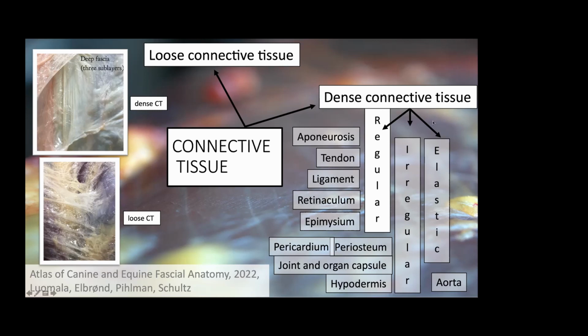And when we are looking at the dense connective tissue and how it is divided, we are talking regular, irregular, and elastic. Here are a couple of examples. The elastic one we can find in the aorta. When we are looking at the irregular dense connective tissue, we are looking at the pericardium, periosteum, joint and organ capsules, and for example skin. So hypodermis will be one example of that. And maybe the most known and most typical one, when we say dense connective tissue, we are talking about the aponeurosis, the tendons, ligaments, retinacular areas, and epimysium.